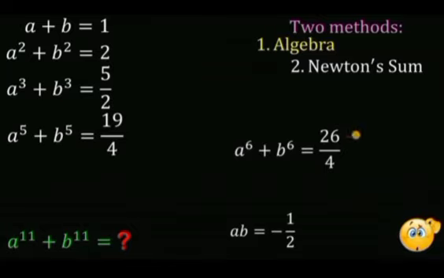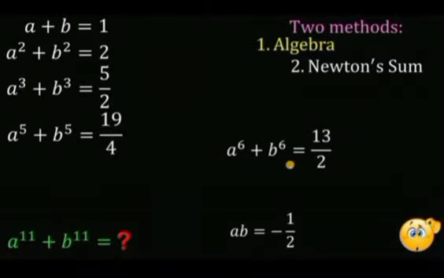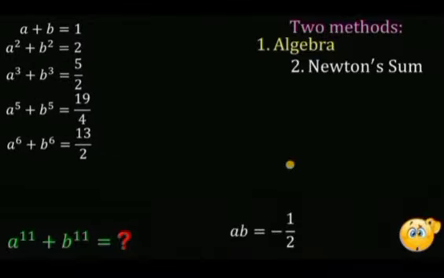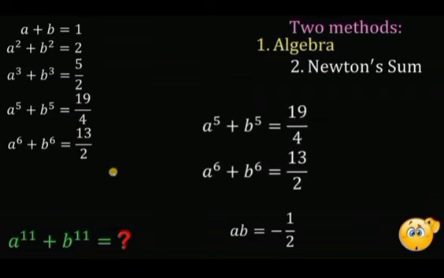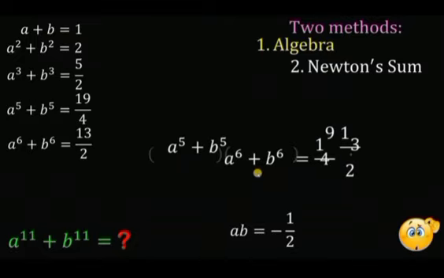Now, we can simplify this. We can divide the numerator by 2 and the denominator by 2. And if you do that, you get 13 over 2. That is the numerical value of a raised to the 6th power plus b raised to the 6th power. Now, we are almost done because if we multiply a raised to the 5th power and a raised to the 6th power, you get a raised to the 11th power. So what we're going to do here is to multiply these two equations.